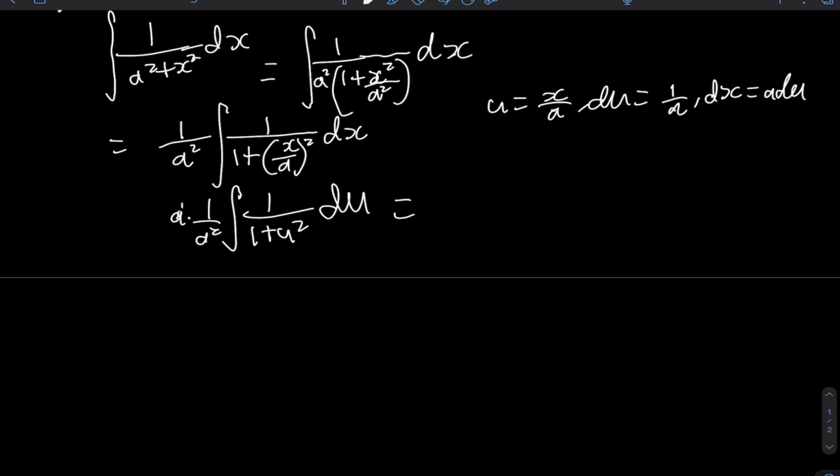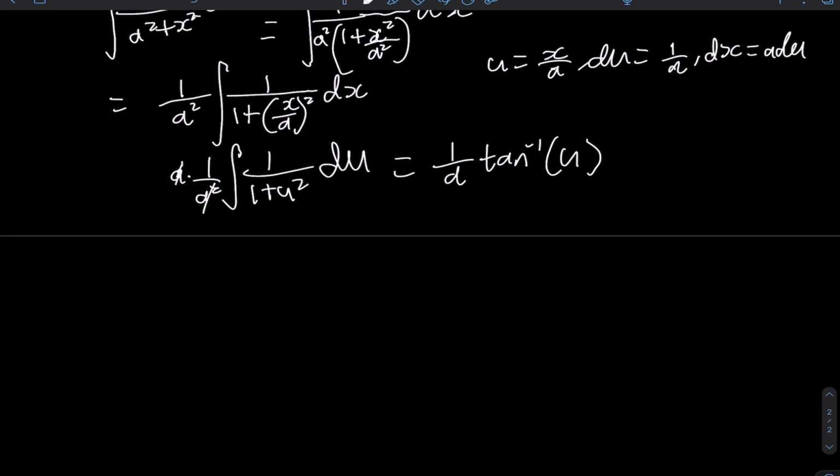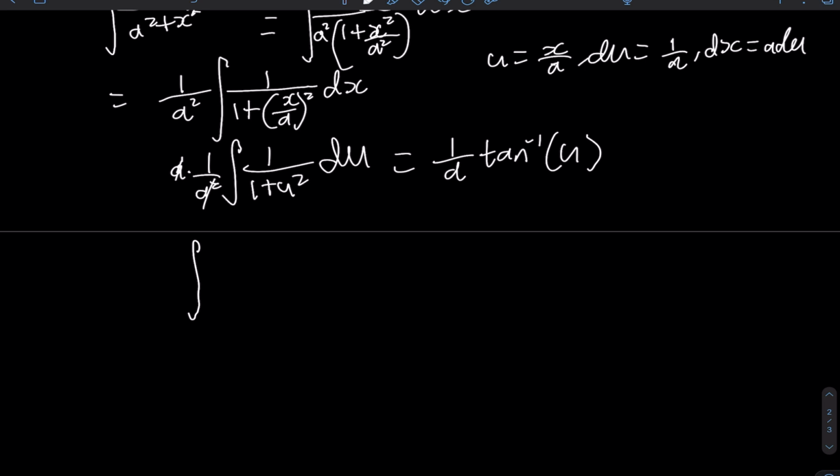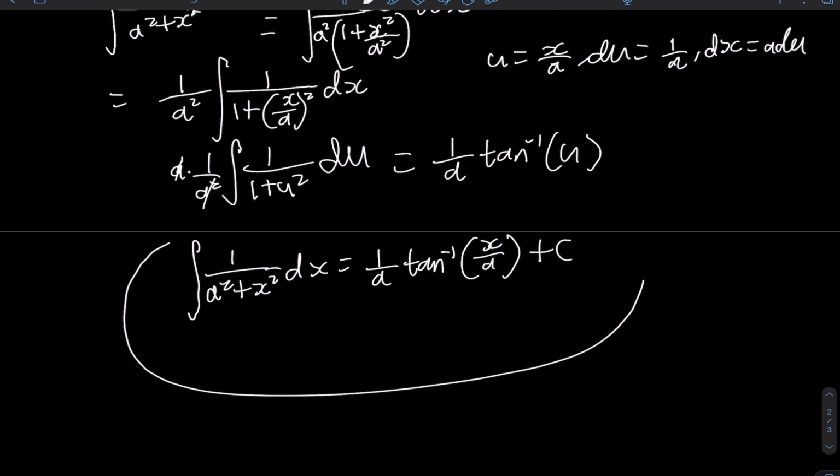And we can see that we can cancel this a, and we get 1 over a times the inverse tangent of u. But what is u? u is x over a. So now, substituting u to get back into the x world, we get the integral of 1 over a squared plus x squared dx being equal to 1 over a times the inverse tangent of x over a. And we can put the plus c, and we are done.